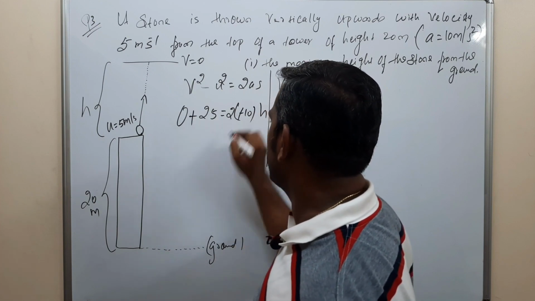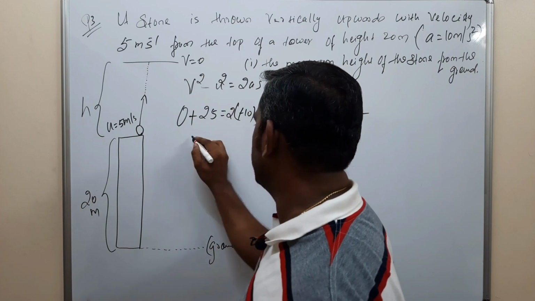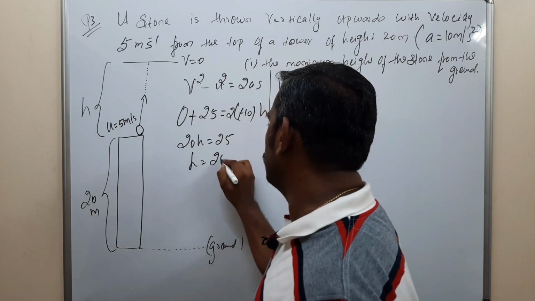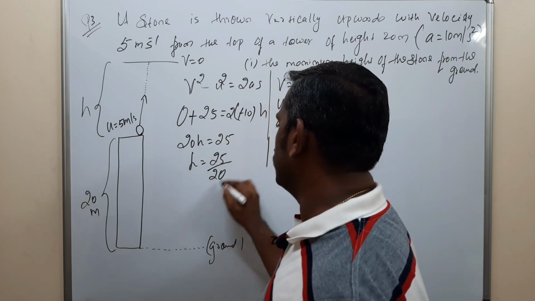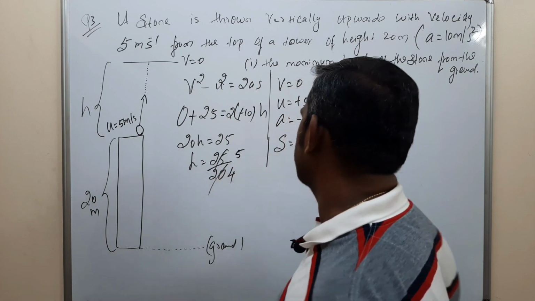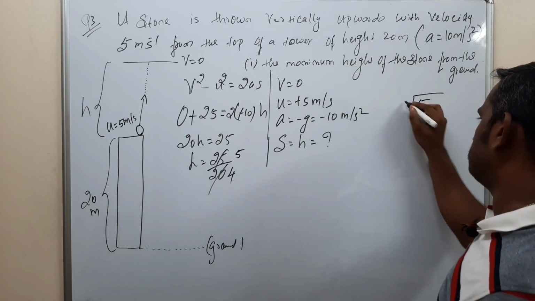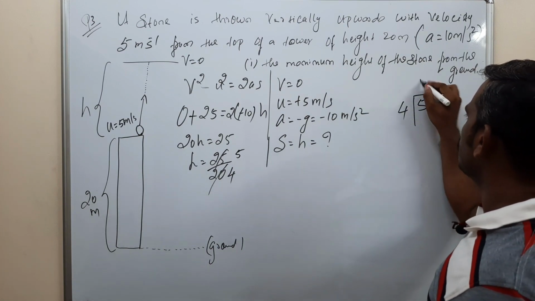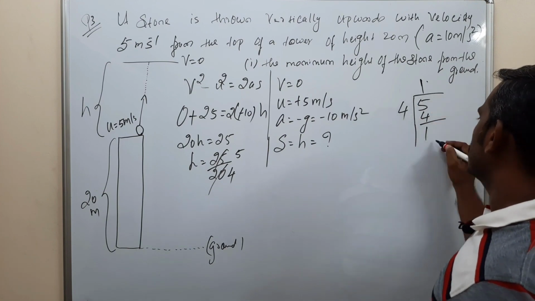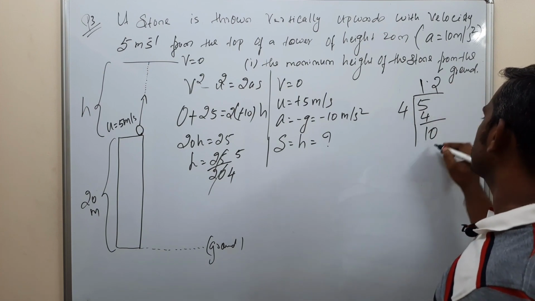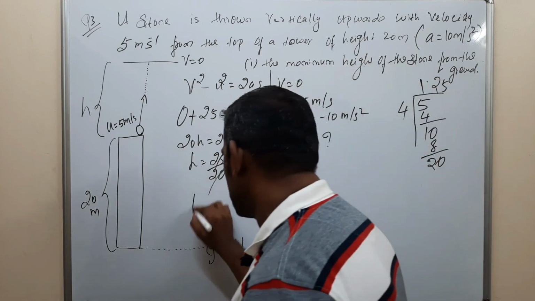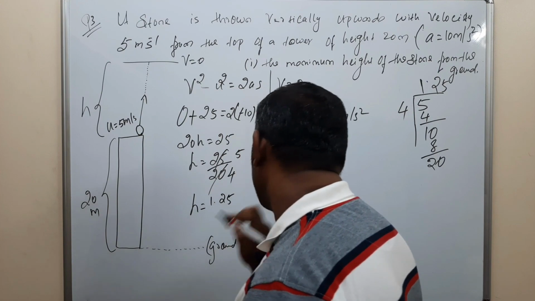Okay. So minus cancel, 2 into 10, that is 20 height is equal to 25. So height is equal to 25 by 10. So cancel 4 times, this is 5 times. So 5, 4, 1, 4, that is 1 point 0, 2 times 8, then 2, then 5 times. That is 1.25. Okay. So height is equal to 1.25 meter.